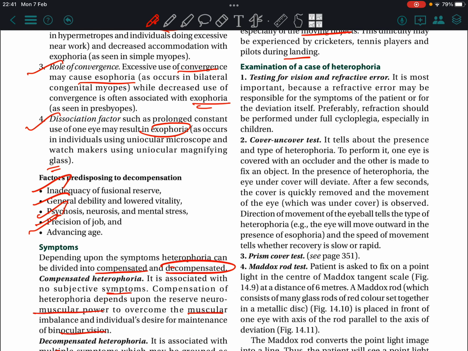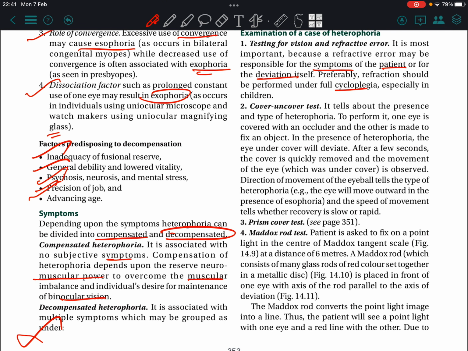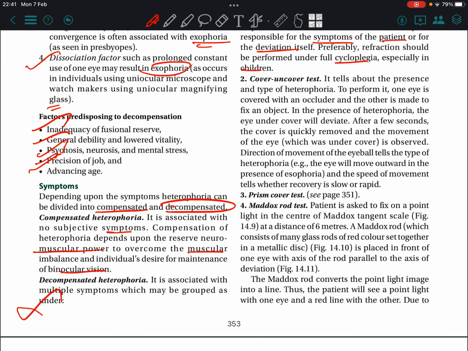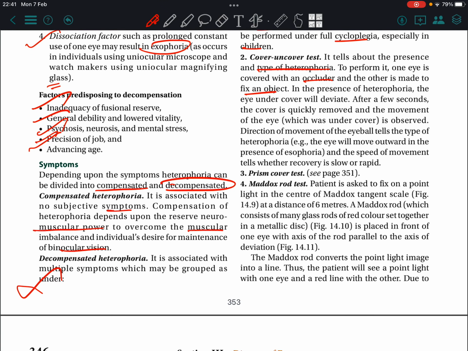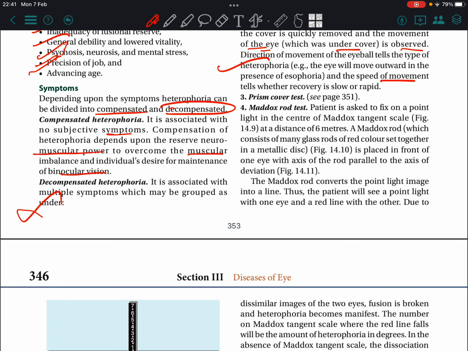Examination of case of heterophoria. Testing for vision and refraction is most important because a refractive error may be responsible for symptoms of patient or for deviation itself. Preferably, refraction should be performed under full cycloplegia, especially in children. Cover test: it tells about the presence and type of heterophoria. To perform it, one eye is covered with an occluder and the other is made to fix on an object. In the presence of heterophoria, the eye under cover will deviate. After a few seconds, the cover is quickly removed and the movement of the eye which was under cover is observed. Direction of movement of the eyeball tells the type of heterophoria, and speed of movement tells whether recovery is slow or rapid.